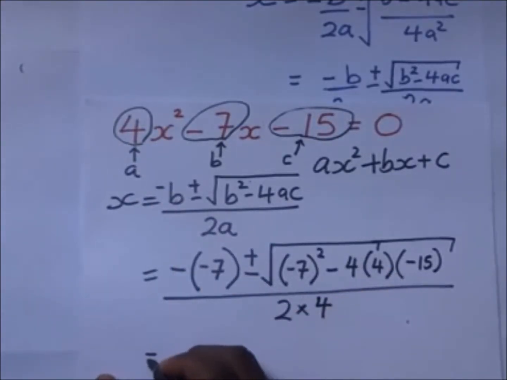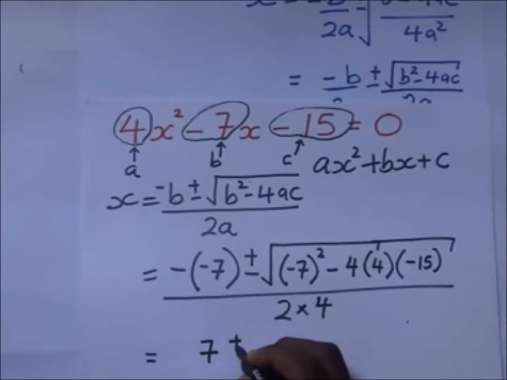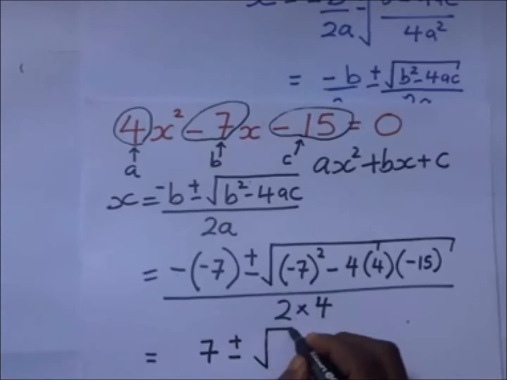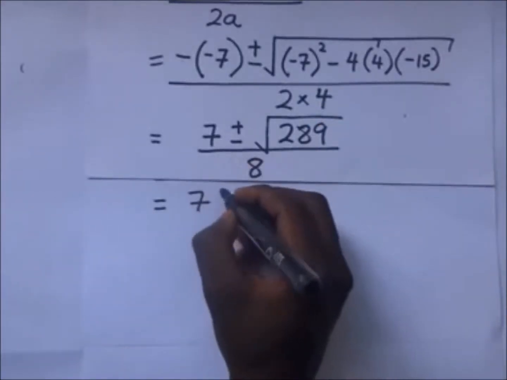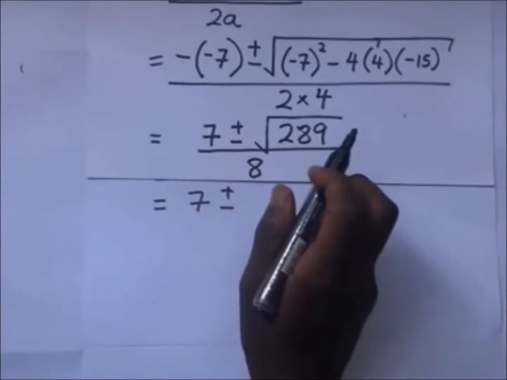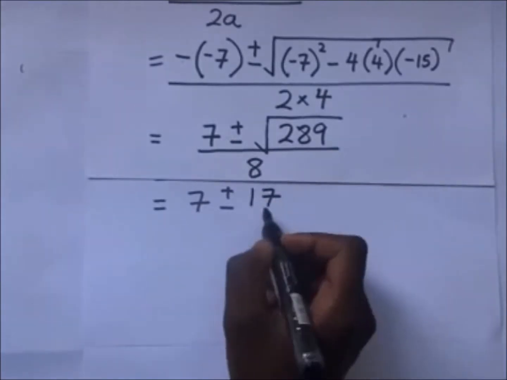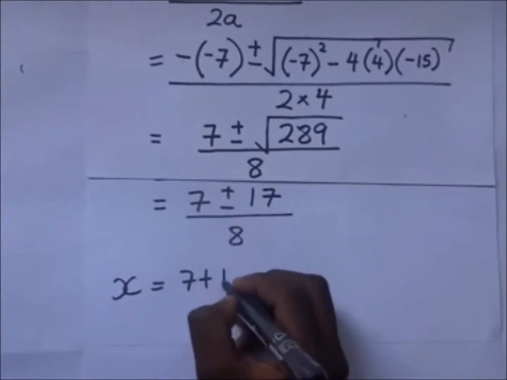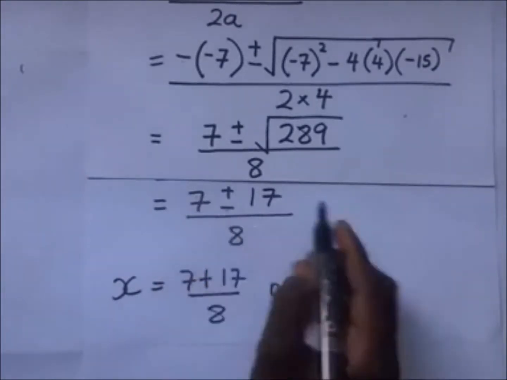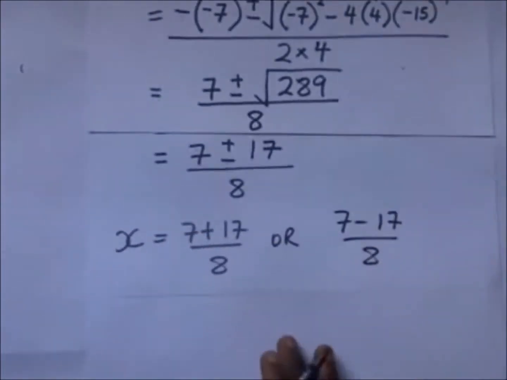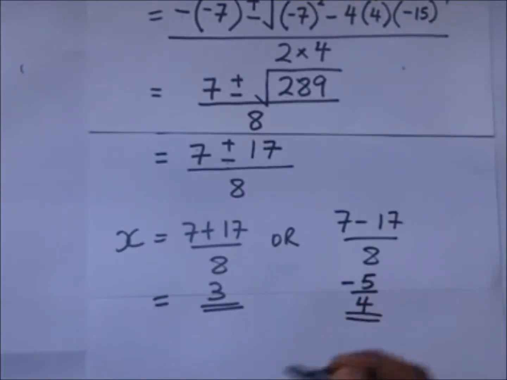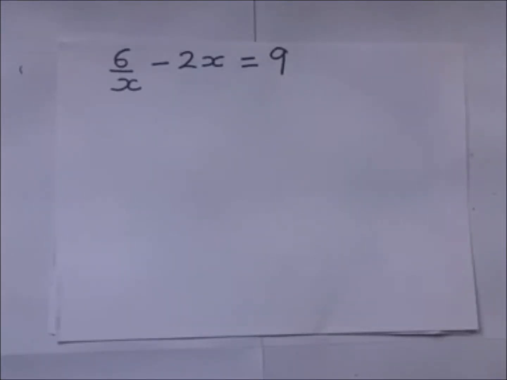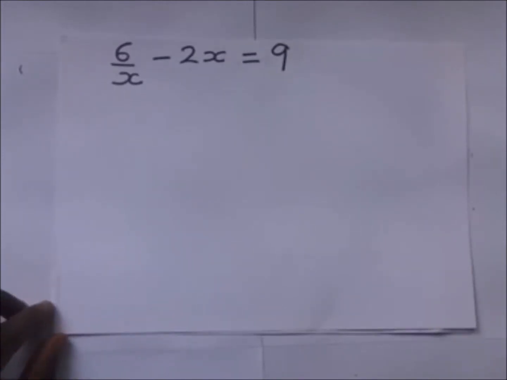So the rest is just arithmetic. So negative and negative gives us a positive 7 plus or minus... we are supposed to solve that number using the quadratic formula to get the values of x.